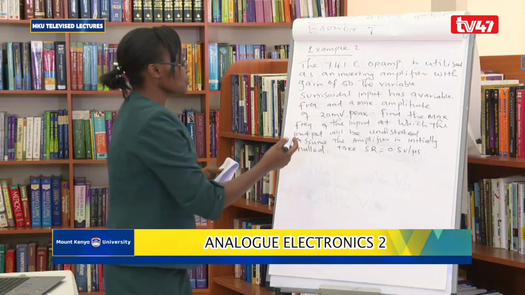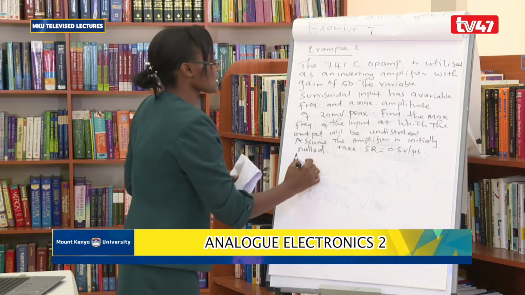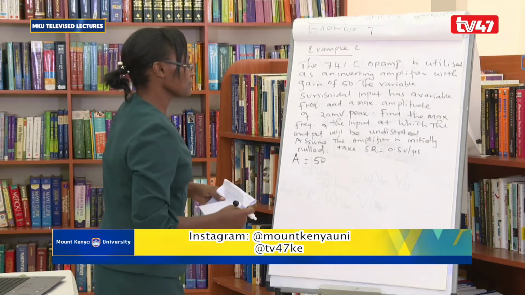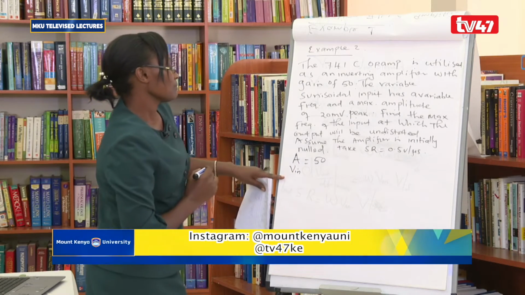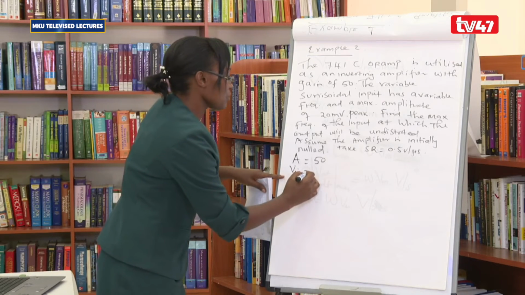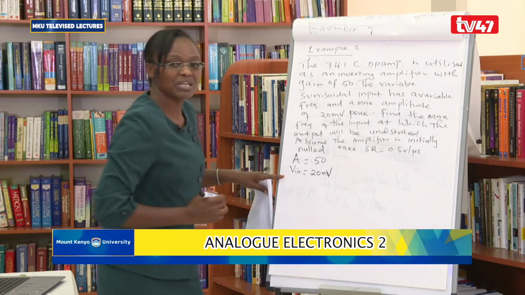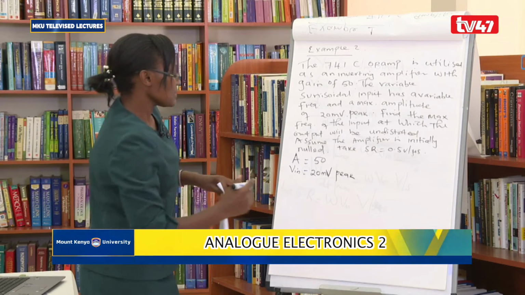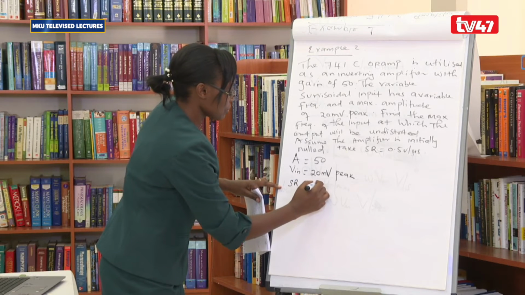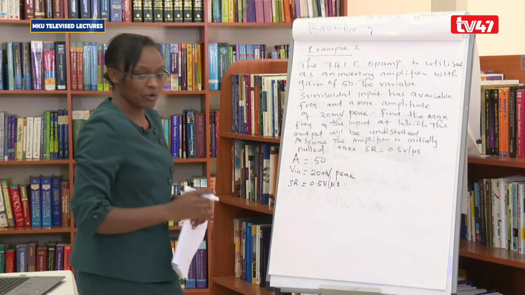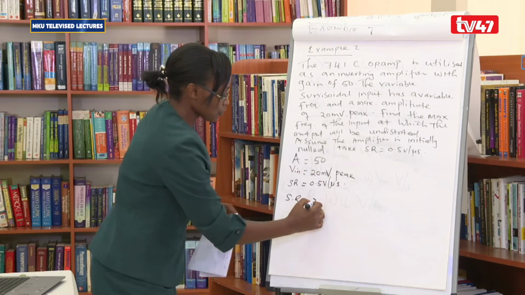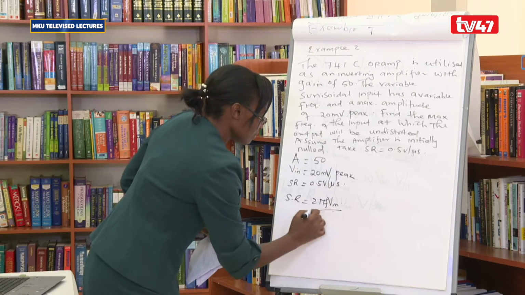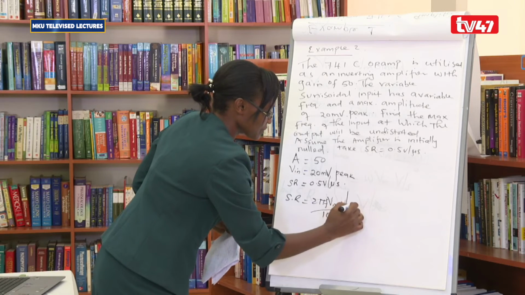So first you list down whatever you've been given. Gain is equal to 50. You've also been given the input V in, which is equal to 20 millivolts peak. This is a peak value. We are also given the slew rate, which is equal to 0.5 volts per microsecond. Now write the formula for slew rate, which is 2 pi f Vm over 10 raised to 6, in volts per microsecond.